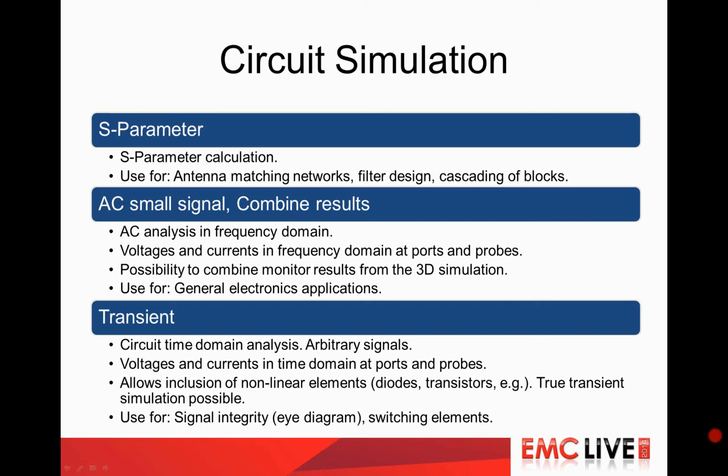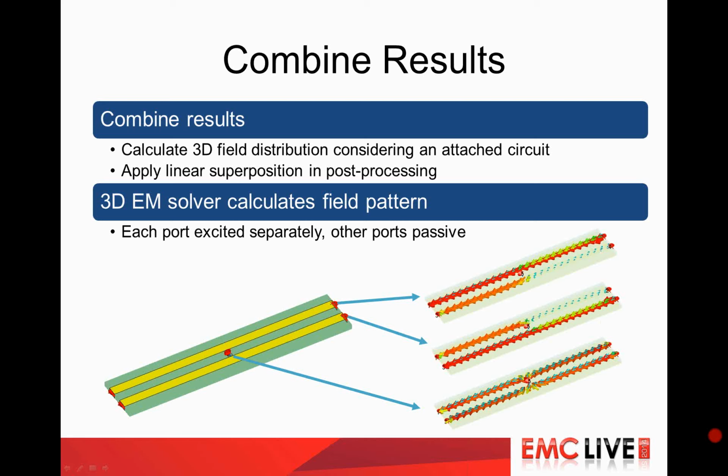So now I would like to go to the combined results, or to the AC task. So what is combined results? Combined results is based on the superposition principle. It allows you to calculate the field distribution considering an attached circuit. Basically, it allows you to see how the fields inside the structure behave when a circuit is attached. So for this, you start with the 3D solver, and the solver will calculate the field pattern, or what you can see at the bottom is the current, for each port separately. What we have here is a very simple structure of two microstrip lines. They have ports at the ends, and they have one port in the center.